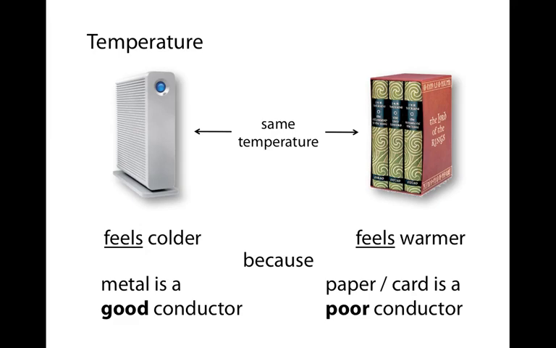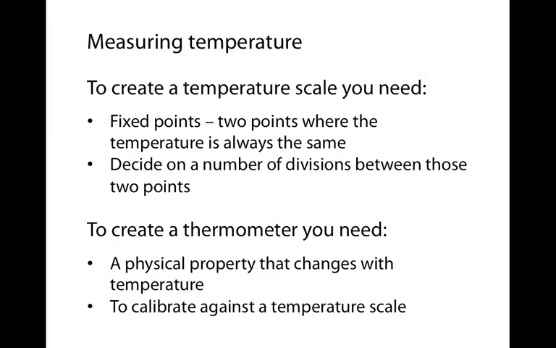Now, you are warmer than most objects, and so they will conduct the heat away from your hand. Something that's metal is a good conductor of heat, so it will feel colder. Something that's cloth or fabric, like the books, is not a good conductor of heat, and therefore it will feel warmer. So if your hands aren't a very good measurement of hot and cold, then how can we measure temperature?